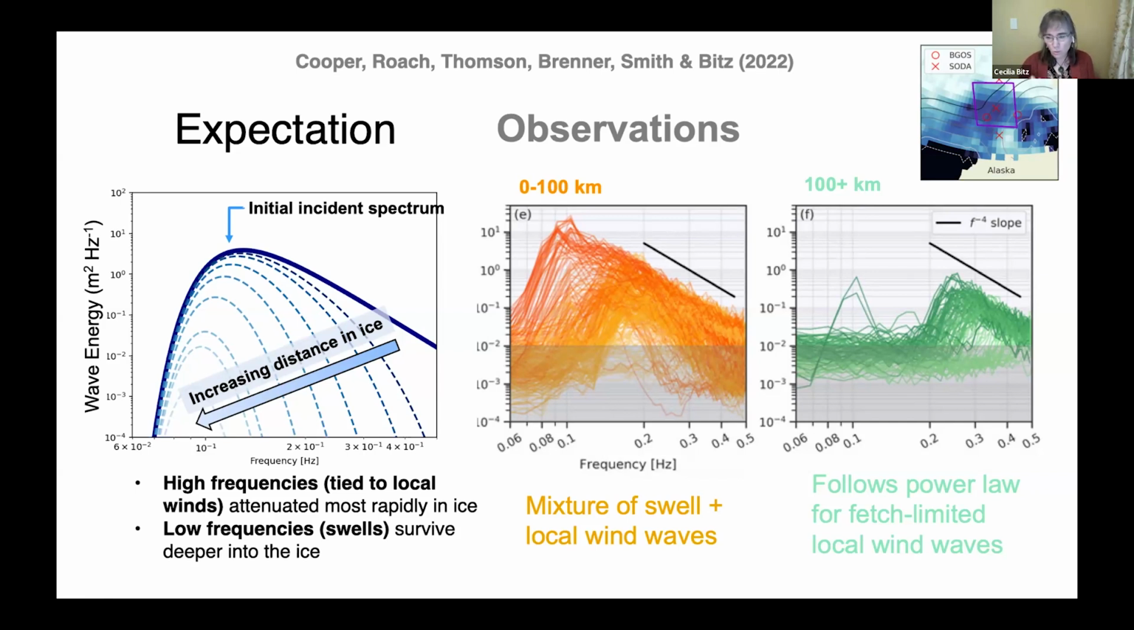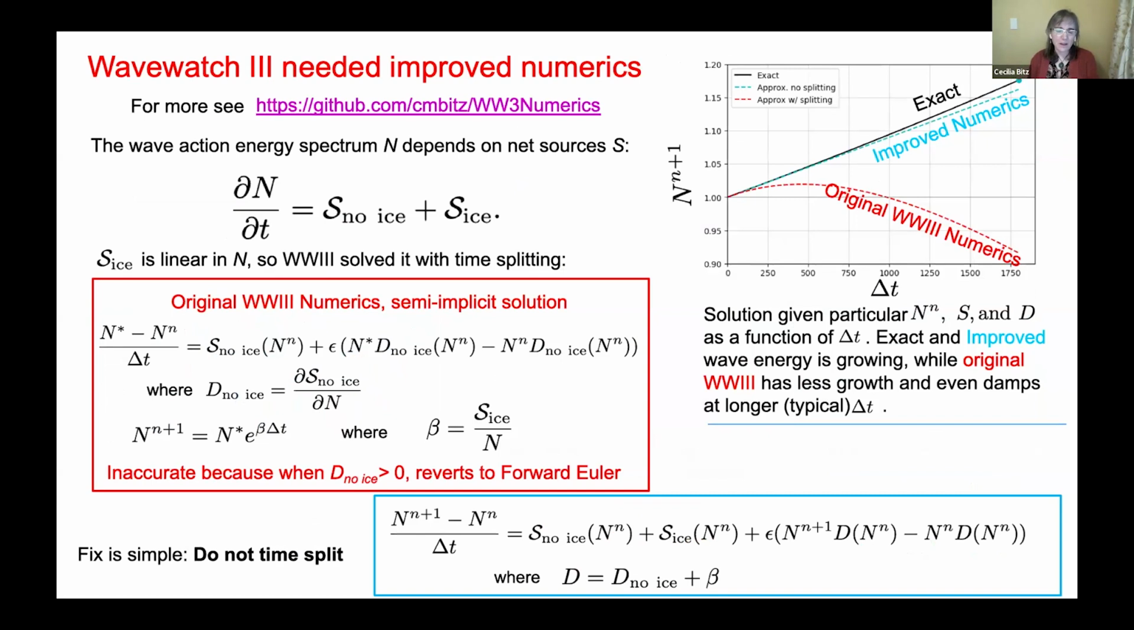So that was part of it, but another big part of this research proved that there were some numerical issues with WaveWatch that would really help not attenuate these waves so rapidly in the ice for numerical reasons, not for the physics that we had thought we were coding up. And that comes down to the fact that the wave action energy spectrum is coded up through this quantity N, and just ignoring the transport for now, it depends on sources in the ice and unrelated to ice.